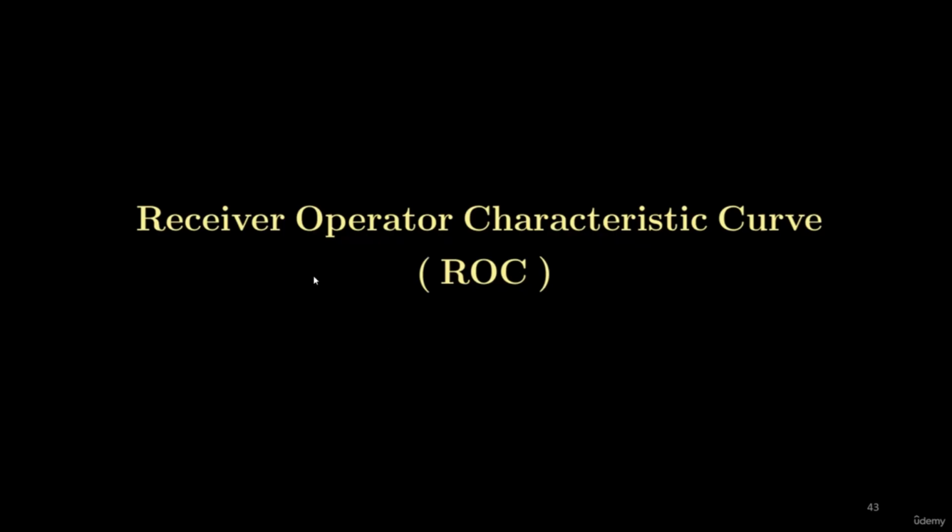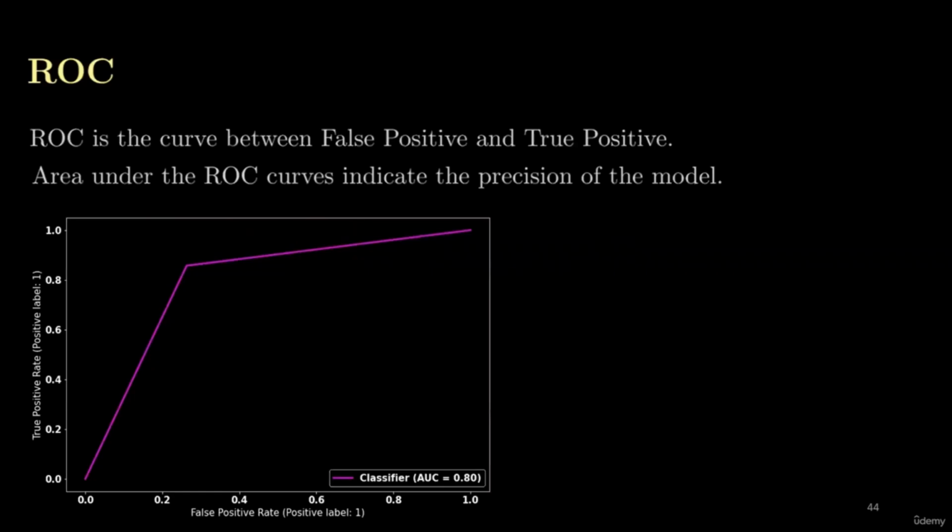So what is ROC? ROC is the curve between false positive and true positive. Basically, in ROC, we only use the positive labels predicted by the model. The false positive labels are also predicted by the model and the true positive labels are also predicted by the model. So the ROC curve is between the false positive and the true positive.